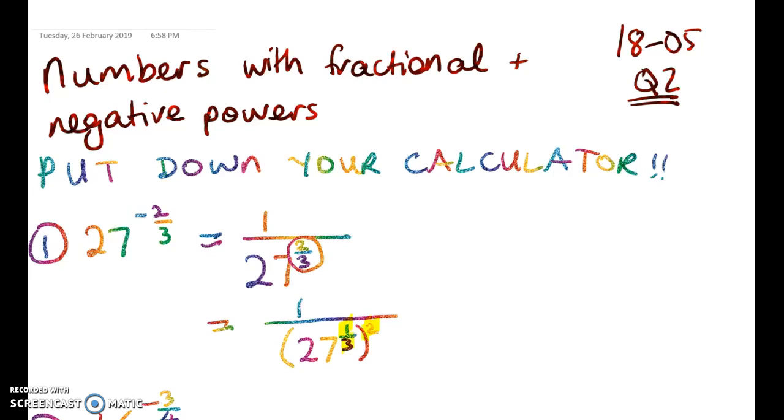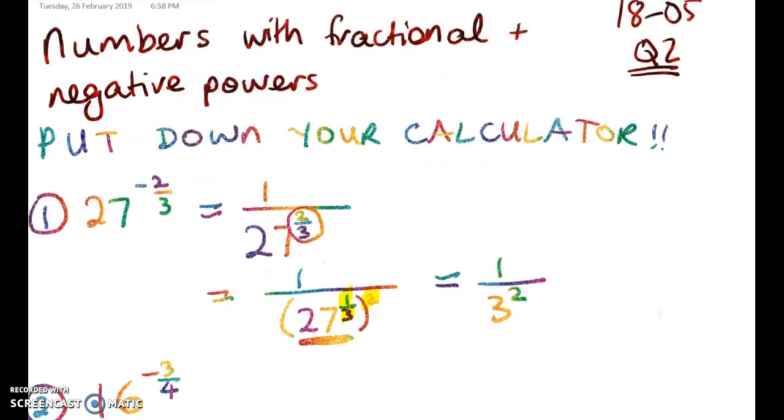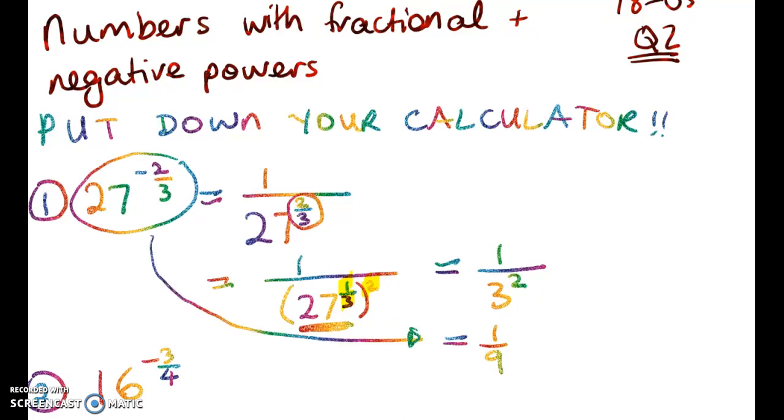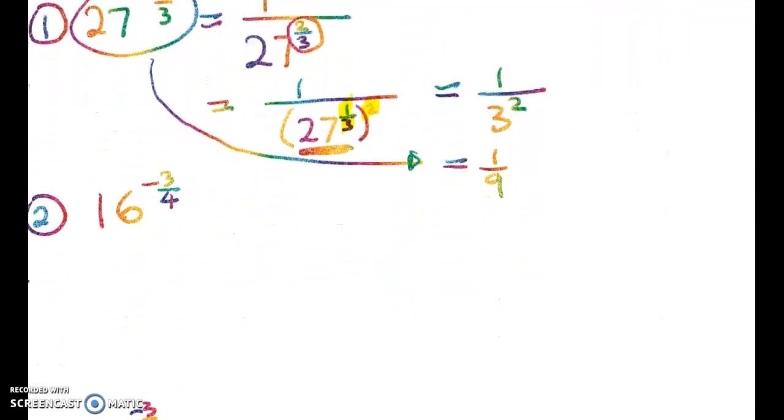So what does that leave me with? Well, I can't believe I've run out of room again. What we've got in here is the cube root of 27, and that's 3. So my answer is simply 1 over 3 squared, which is 1/9. Now, some of you are probably already seeing a way that you can go from here pretty much straight through to here. And that's good, just be careful not to muck it up.